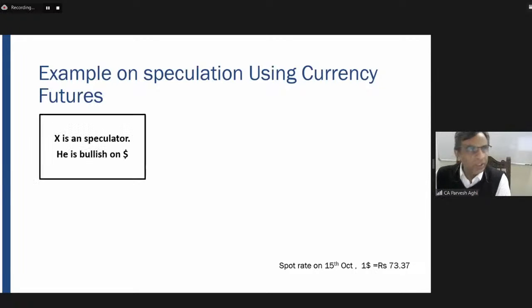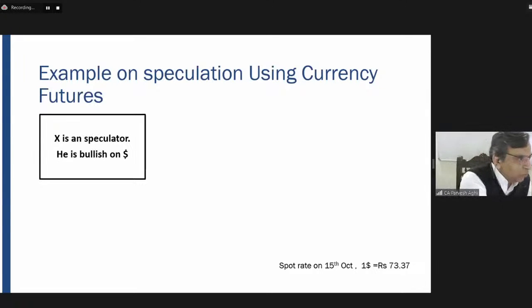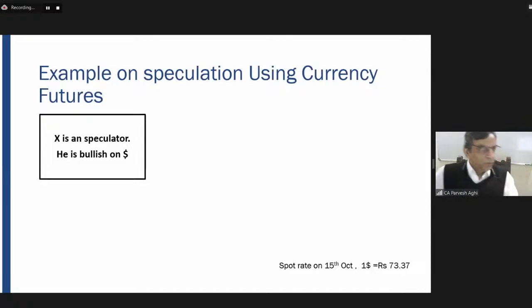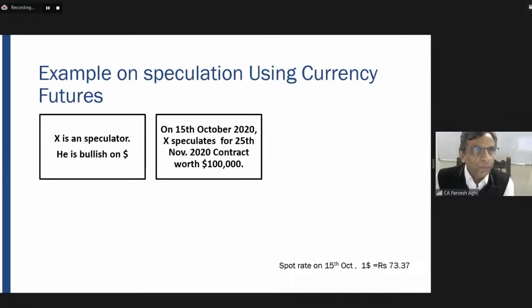Okay. So X is a speculator. He's bullish. He's a speculator and he's bullish. So he'll take a long position, isn't it? So he takes a long position. Let's understand. On 15th October 2020, X speculates for a 25th November 2020 contract worth $1 lakh. So he's a bullish guy. He wants to take a long bet on dollars. Okay. So today is 15th of October. So he is thinking that in the month of November, the dollar is going to rise.